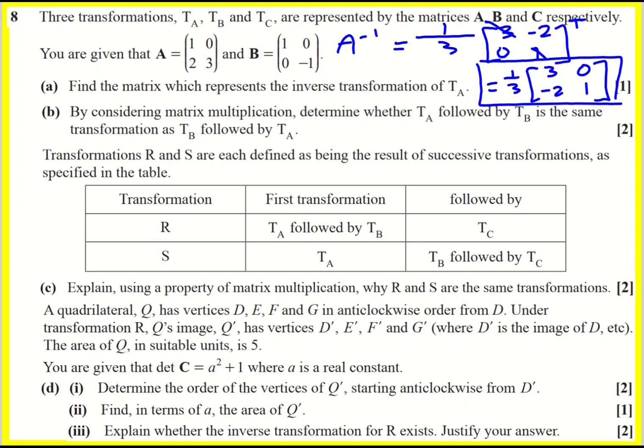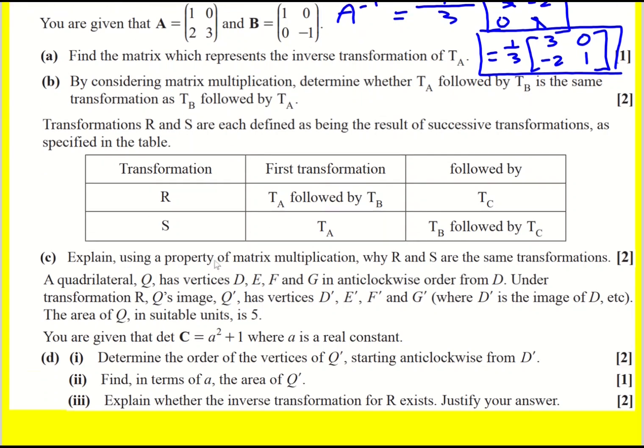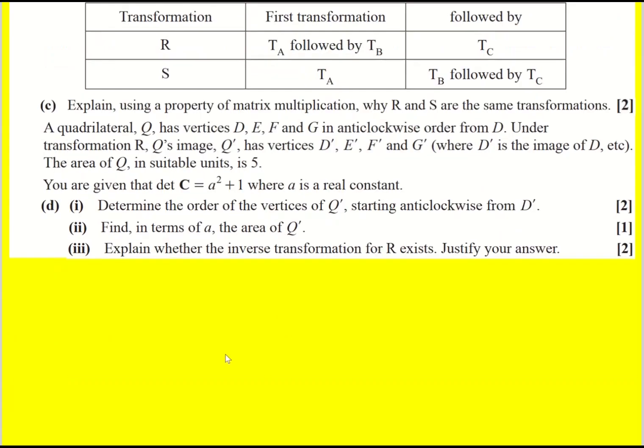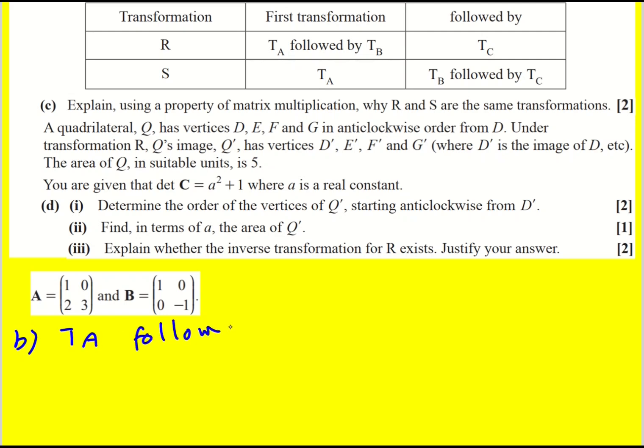We're asked to consider a matrix multiplication to determine whether TA followed by TB is the same transformation as TB followed by TA. So TA followed by TB would be the matrix BA, because you always start from the right and work your way to the left.